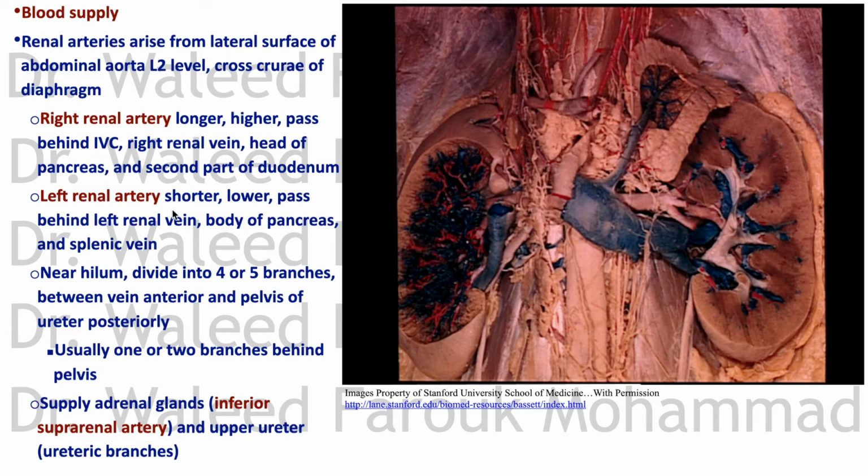The blood supply of the kidney, of course, comes from the renal arteries that arise at the level of L2 from the aorta. There are right and left renal arteries. Which one do you think will be longer? Of course, the right side.